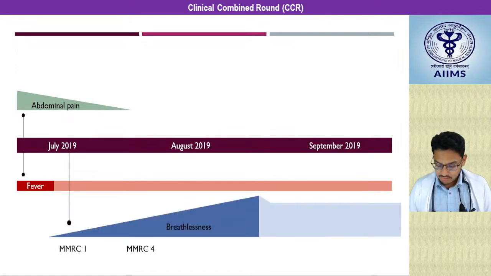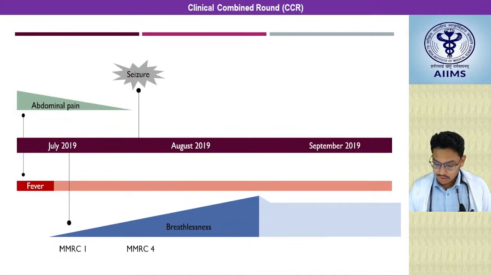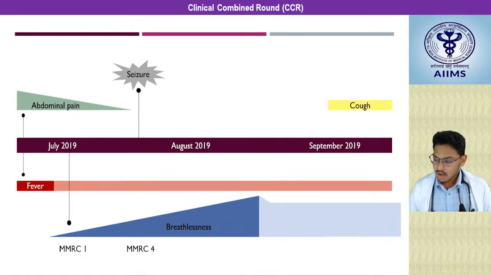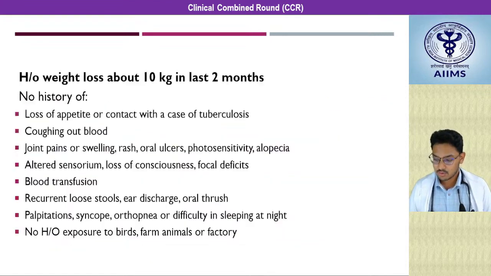She also developed breathlessness 10 days into her illness. The breathlessness was rapidly progressive, and within 20 days it progressed from MRC grade 1 to grade 4, and this breathlessness persisted throughout her presentation. One month into the illness, she had an episode of left focal seizure which lasted for 1 minute. It was an isolated episode. And for the last 1 week before presentation to AIIMS, she was complaining of a dry non-spasmodic cough.